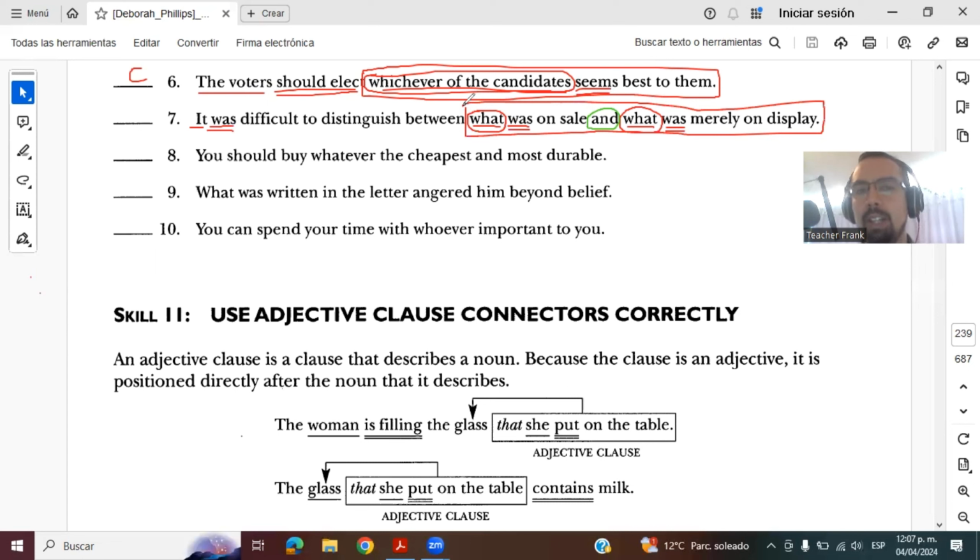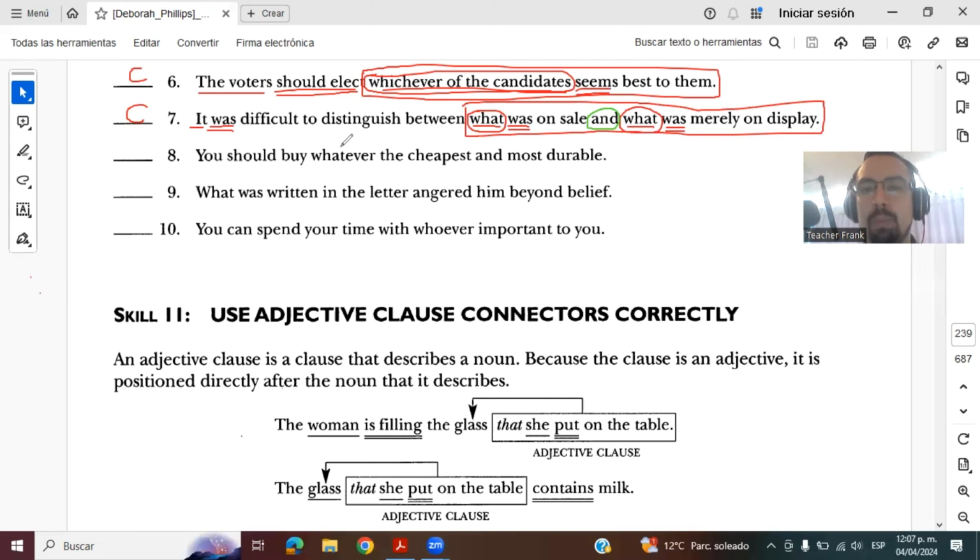So it has all the elements, number 7, and yes, it's correct. It's object of preposition because it's after the preposition between. This one's a little bit tricky, but just remember when you have and, or, any of those coordinating connectors, it's like that is all together, right? Like it's complete. It's a whole thing. Okay, let's look at 8.